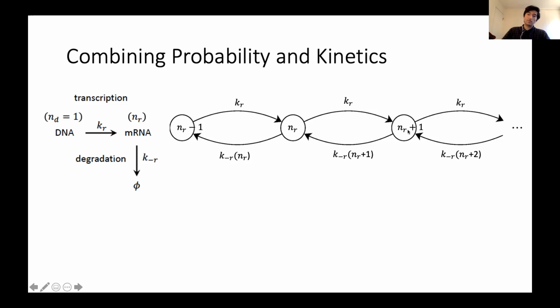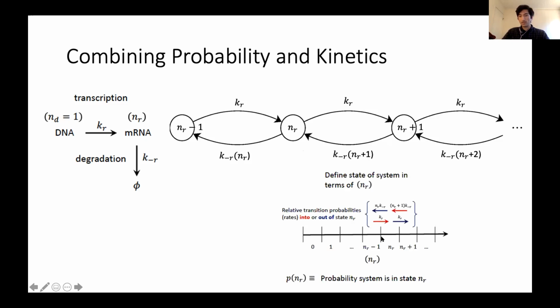And then consequently, you can also go backwards in the sense that you could lose one mRNA molecule. And we know that this is based on the rate of degradation, which is K negative R. And importantly, this is related to the total amount of mRNA you have. It's proportional to the current mRNA concentration. So this is our model for what's going on.